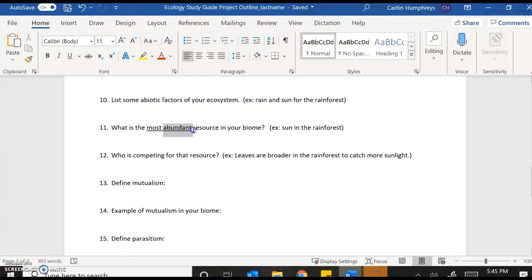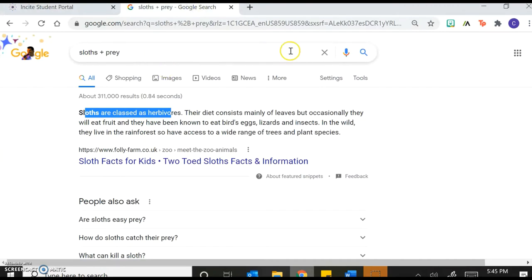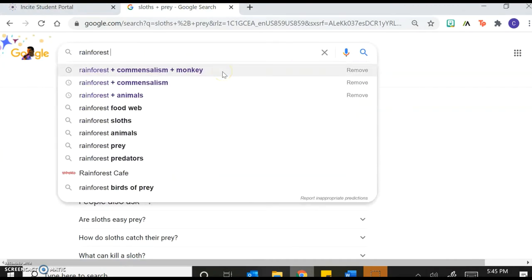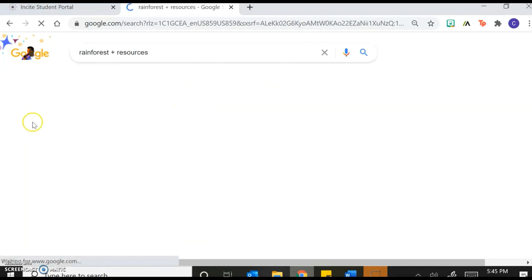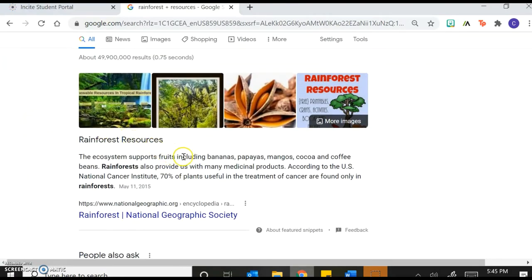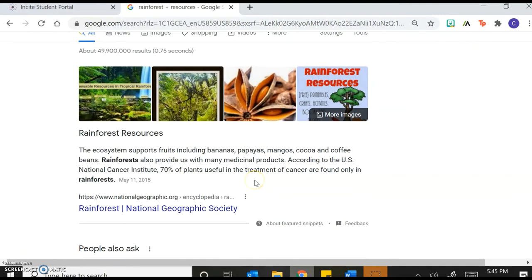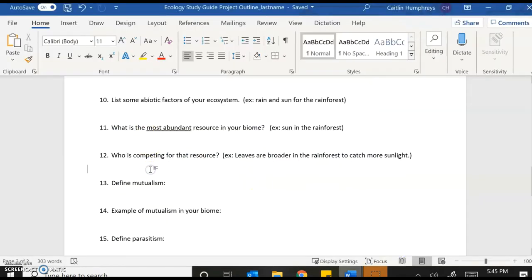Now, the word abundant means a lot of. So what I'm asking is the most abundant resource. So we literally go to our Google. Again, so complicated. Rainforest plus resource. And again, don't judge my spelling. So rainforest resources, we have bananas, papayas, mangoes. Right here we have, oh, look, medicines from different plants. So we would go with vegetation and plants, and the people competing for those resources. Basically every competition is going to be humans versus the habitat, or people who live in the habitat. So the population.